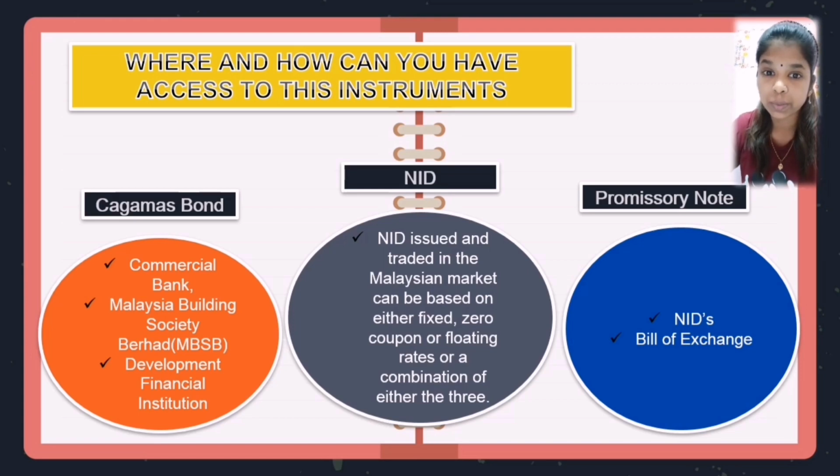However, for negotiable instruments of deposit, NIDs issued and traded in the Malaysian market can be based on either fixed, zero coupon, or floating rates, or a combination of the three. And the same applies to the promissory note, negotiable instrument of deposit, or the bill of exchange.